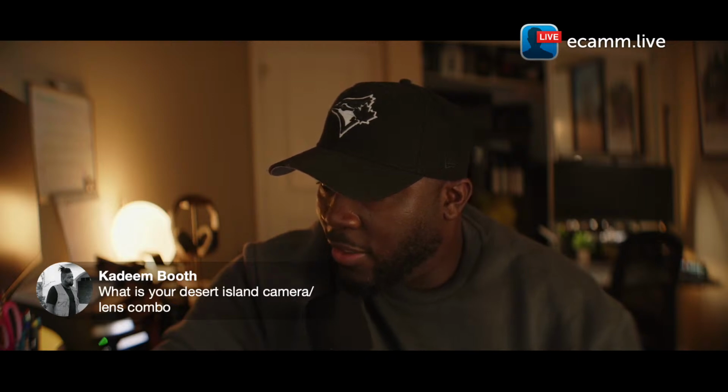What's your desert island camera lens combo? If I'm stuck on a desert island, I don't know if I'm worrying about cameras, to be honest with you. I probably would rock an FX3, and I don't pick one lens, maybe a 24-70 with a good ND filter and some good audio. I would not want to carry a lot of stuff, so that would probably be it. And the FX3's size to quality is probably on the better side of things. So yeah, I think that's what it would be.